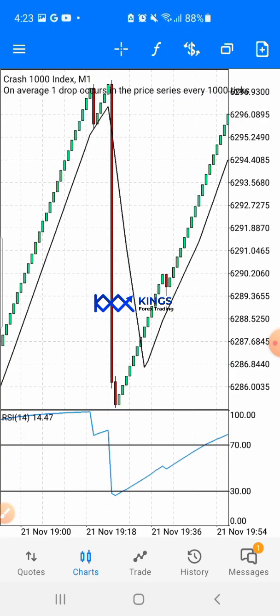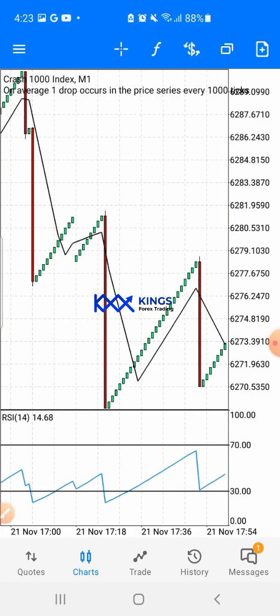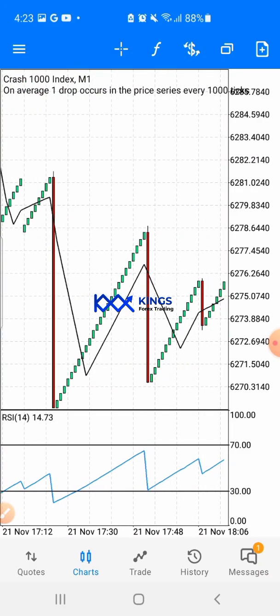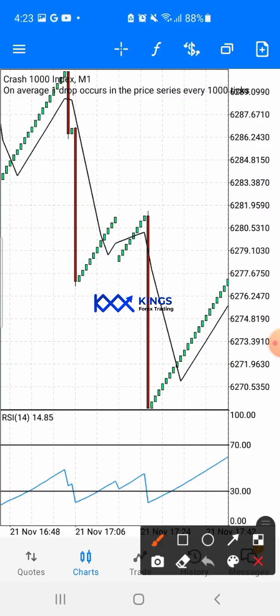No, I think it's not. There's no divergence right here. Okay, there's no divergence right there, and the setup is already showing it. Now let's see if we have another one here.